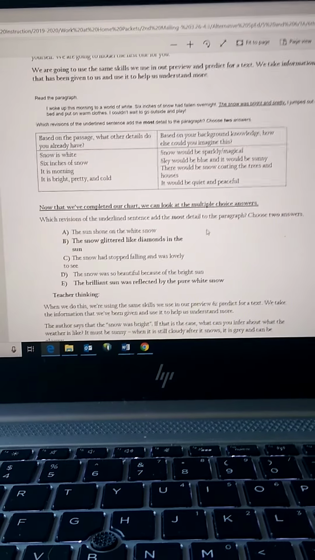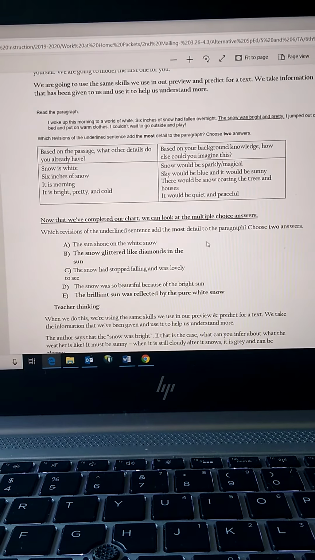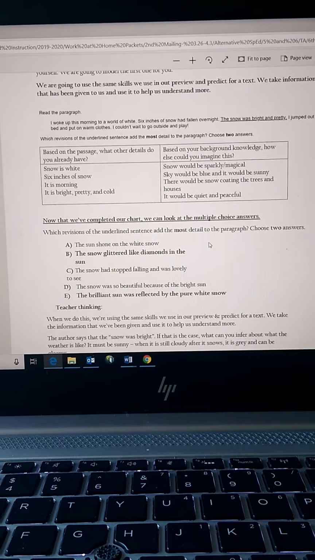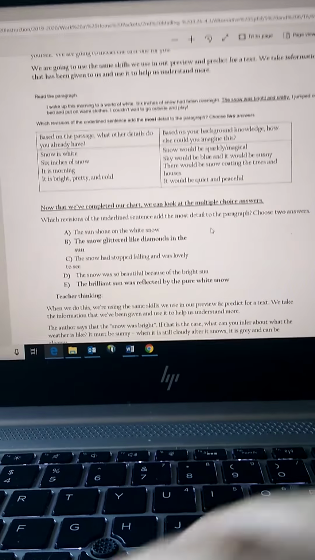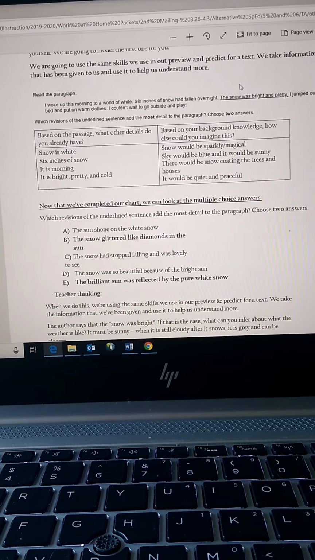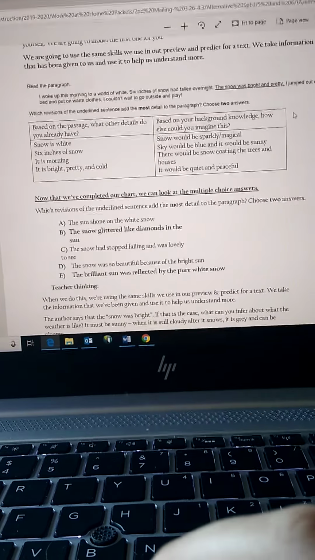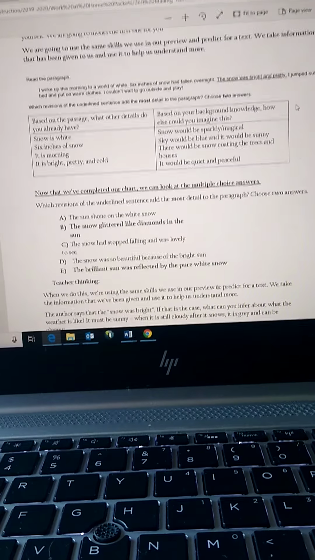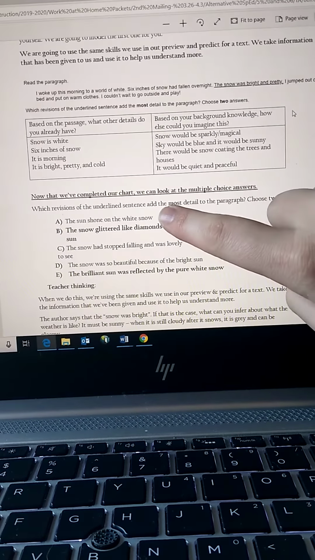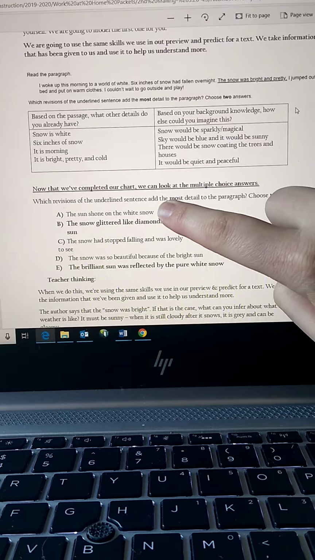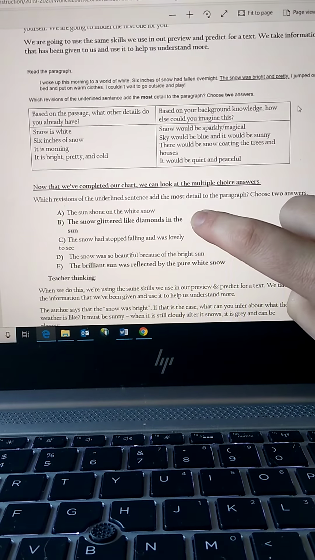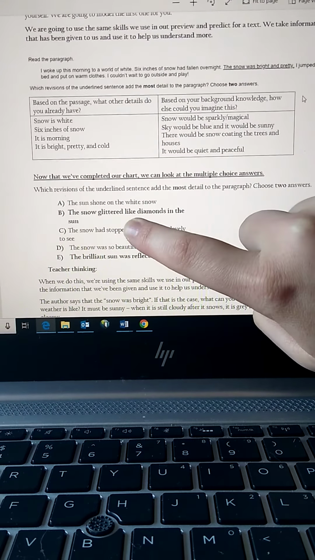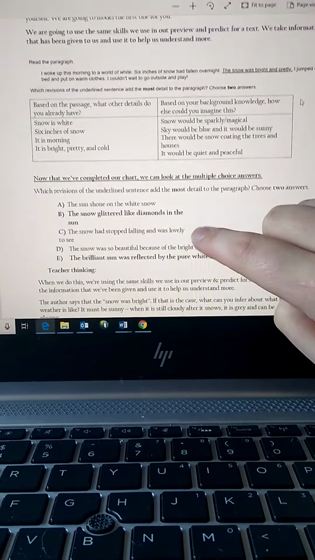So this is the part where we're adding in our imagination to make the sentence stronger and more interesting to read. So this sentence right here is what we're looking at. It just says the snow was bright and pretty. So that's kind of a boring sentence. You don't really get much imagination into it. So we're going to try to add some more. The sun shone on the white snow. That's still kind of boring. The snow glittered like diamonds in the sun. So you can get more of your imagination because you're thinking, wow, the snow looks like diamonds.